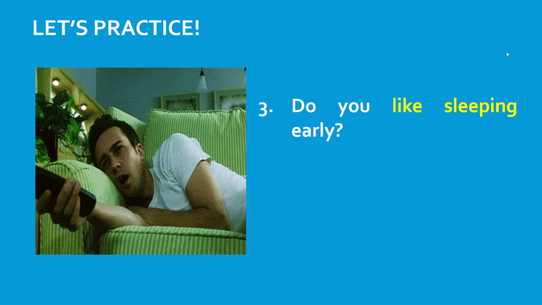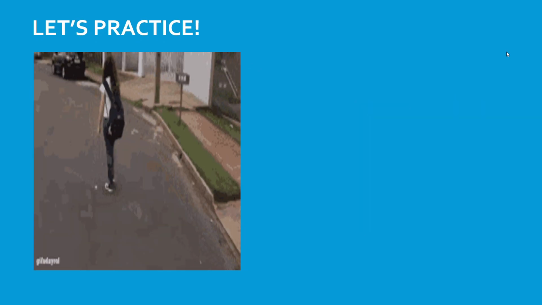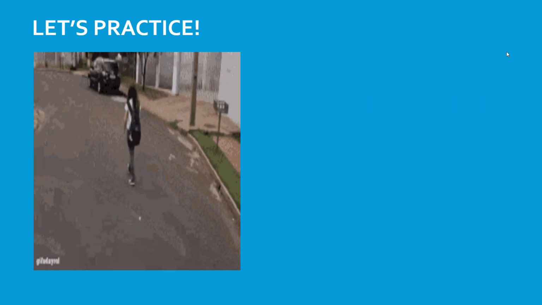You see, he looks quite sleepy, yet he still doesn't want to sleep. So definitely, his answer would be, no, I hate sleeping early. So this is how you express likes and dislikes using verb plus ing. Now, let's take a look at the fourth picture.